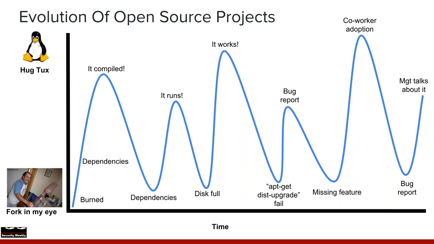Then I realize there's a missing feature, and so I have to adopt the experimental version. And then when I do that, I show it to my coworkers, and I'm back to hugging Tux because they all think it's awesome, until we find another bug, and then I'm back to sticking a fork in my eye. And then management starts talking about how I'm able to solve problems. And so my mood is back up towards wanting to hug Tux again.